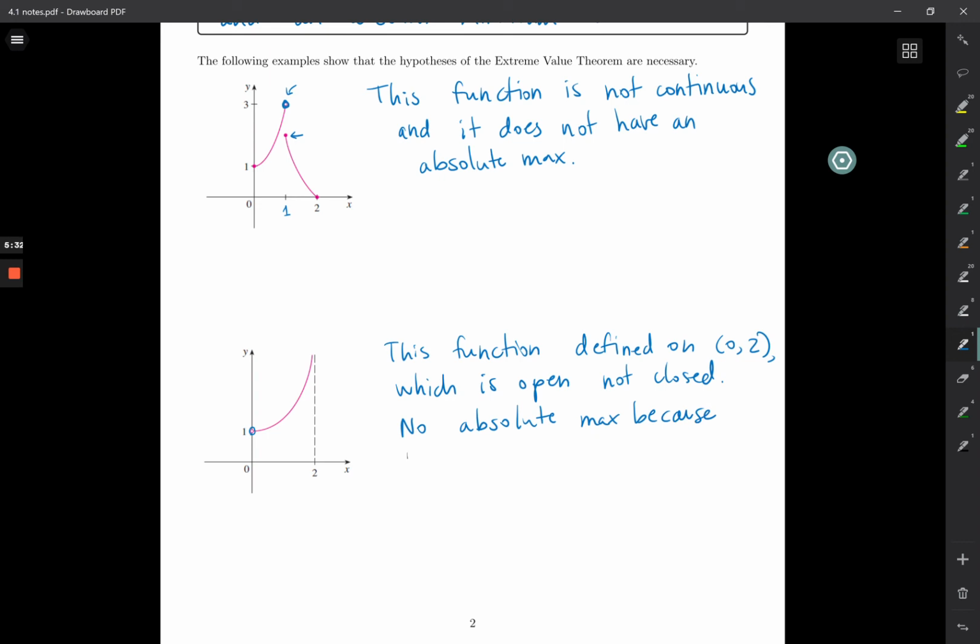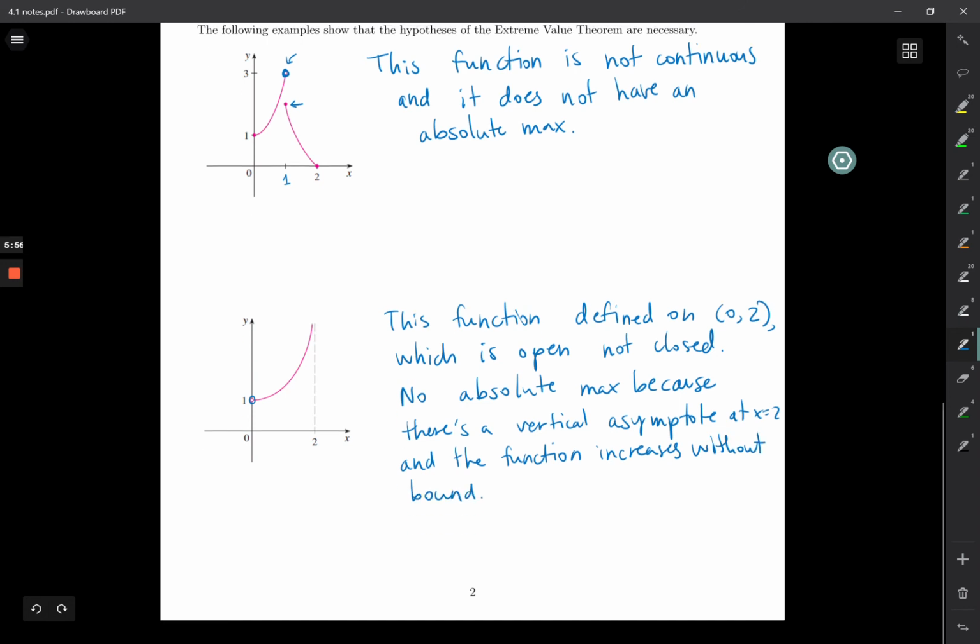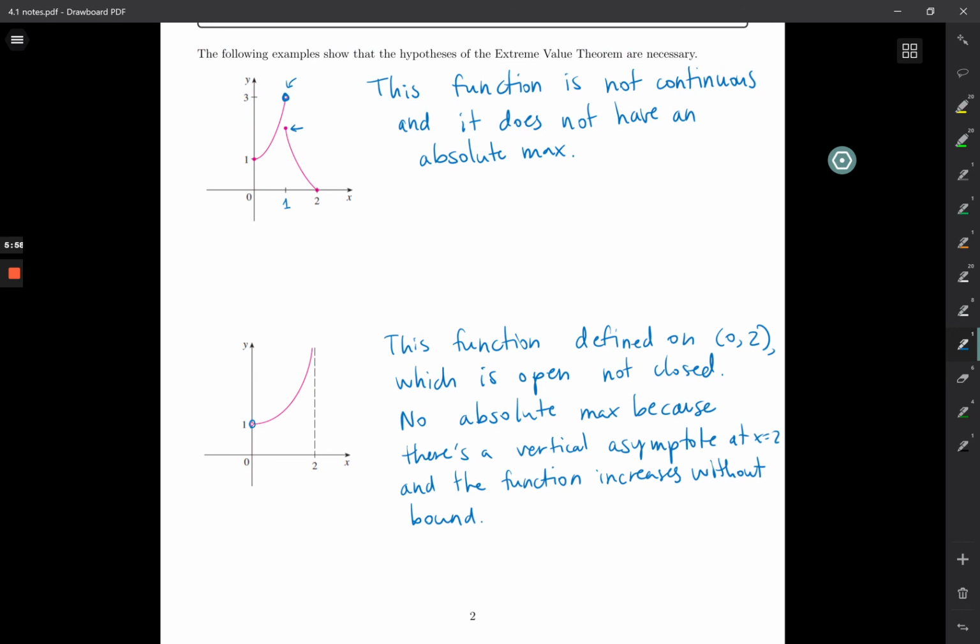Because there is a vertical asymptote at 2. And the function increases without bound. So increases all the way to infinity. So there's no absolute max.